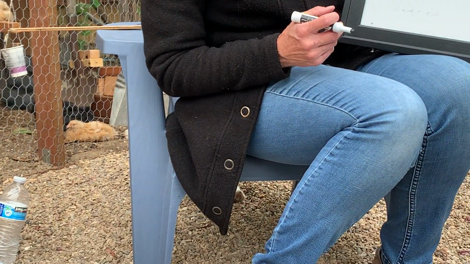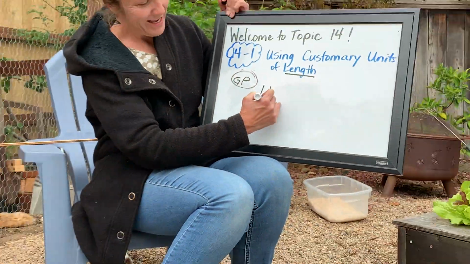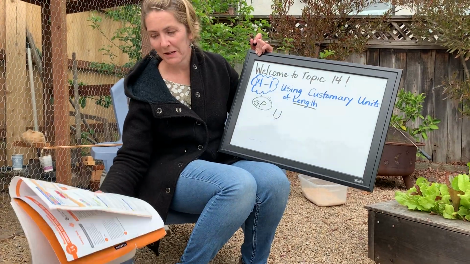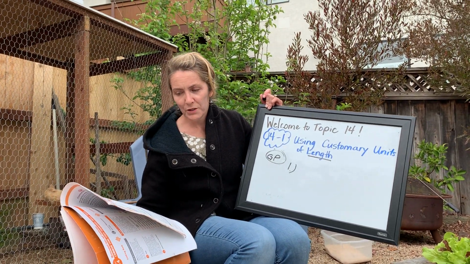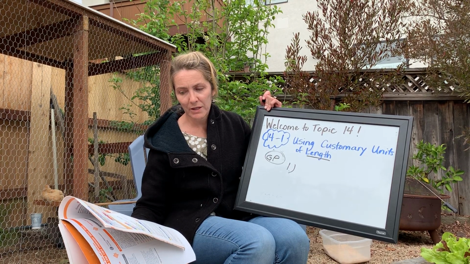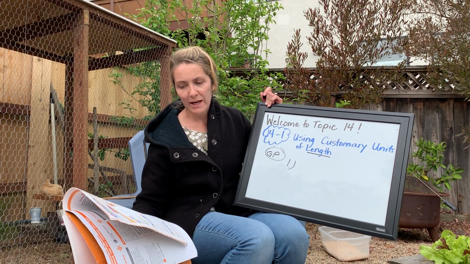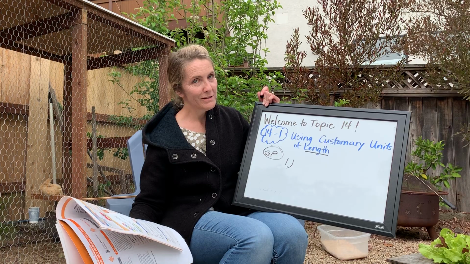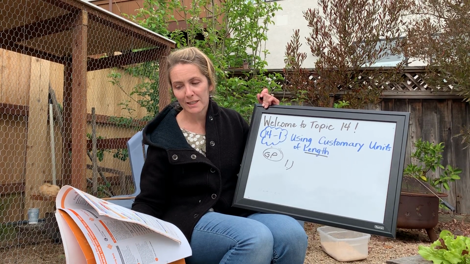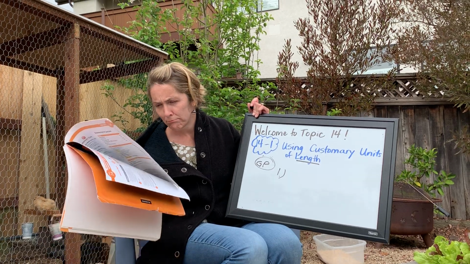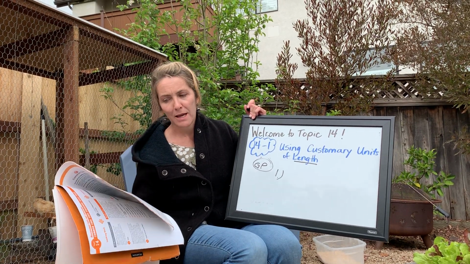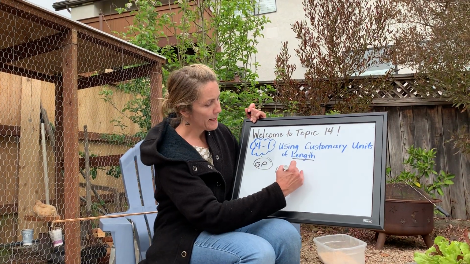So the first one for GP, number 1, I'm going to read you the directions really quick. It says, for 1 through 4, choose the most appropriate unit of measure for the length of each. Write IN, inches, FT, feet or foot, YD, yard, and MI, mile. So they give you this one, they say highway.